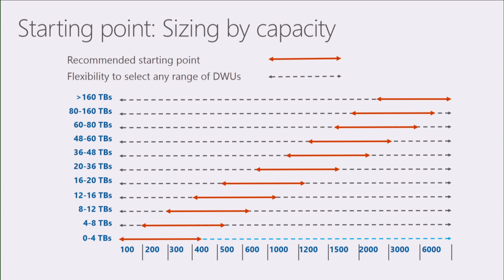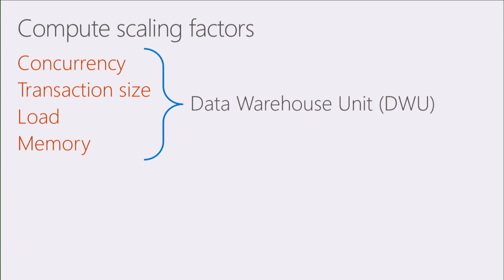But what I want to do is start to dig in a little bit and start thinking about why those scaling factors might make you change your DWU setting, right? Might make you change it up, might make you change it down. And the ones that I want to pick on are concurrency, transaction size, load, and memory within the concept of compute scaling, right? Which is when you're moving the slider, you're moving the amount of compute that's available to you. So we wrap all of this up, and we call this a data warehouse unit. And so let's break it down a little bit and start thinking about the individual workloads.